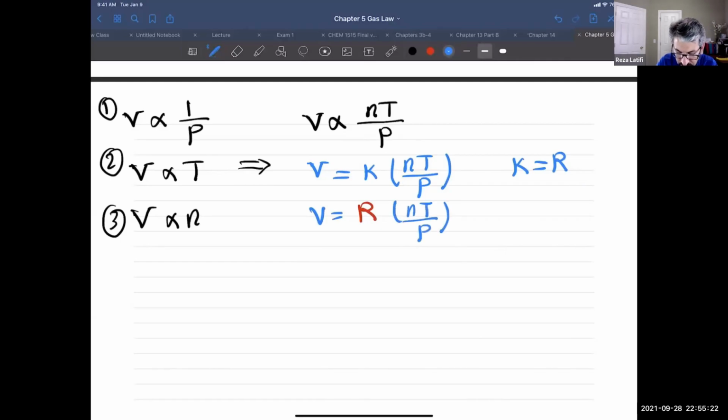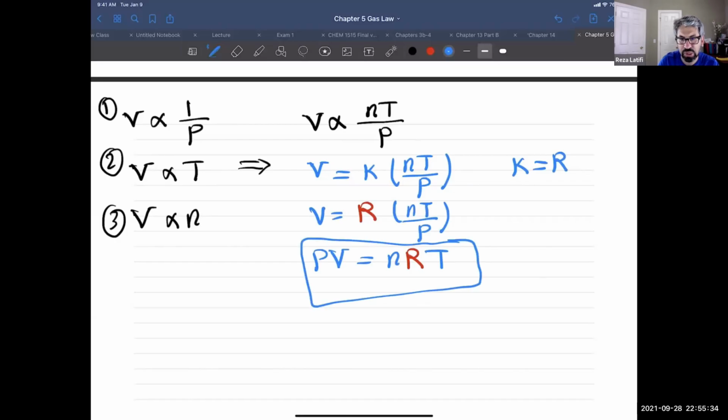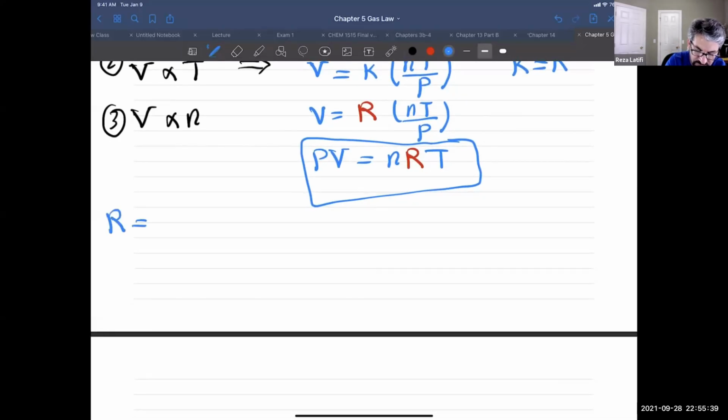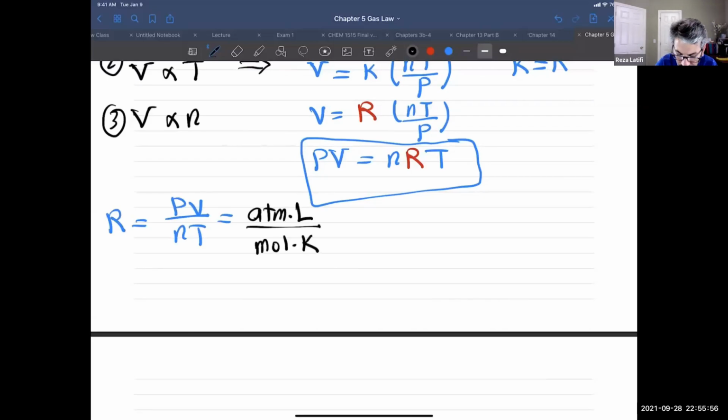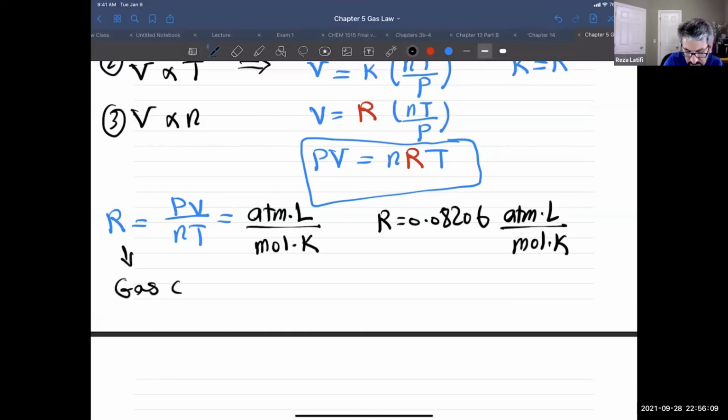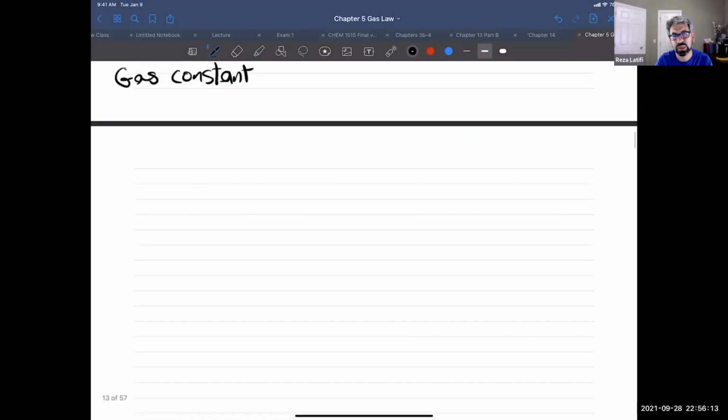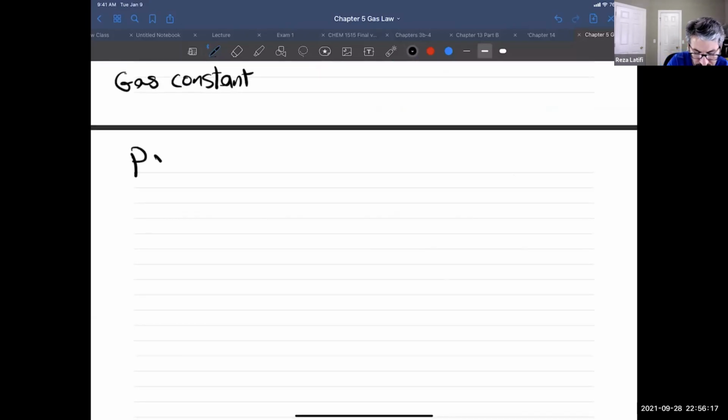I will rearrange this formula. It will give me PV equal to nRT. Okay. What's the R? R is a gas constant and is equal to PV divided by nT. P will come in atmosphere, volume in liter, n in mole, and temperature in Kelvin. And that's the right unit for R. R is equal to 0.08206 atmosphere liter over mole Kelvin. We call R the gas constant. So from now we will be dealing with PV equal to nRT, the ideal gas formula.